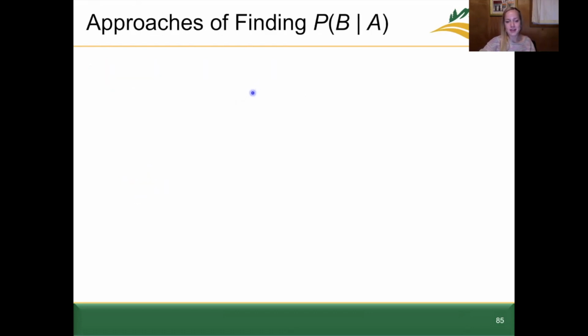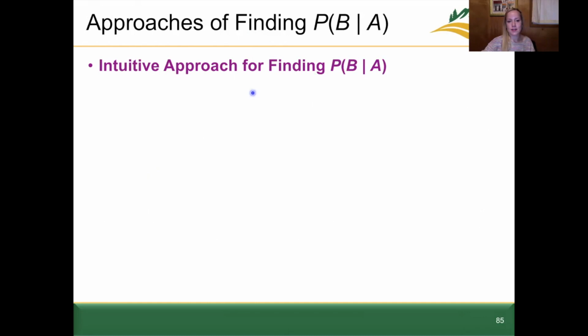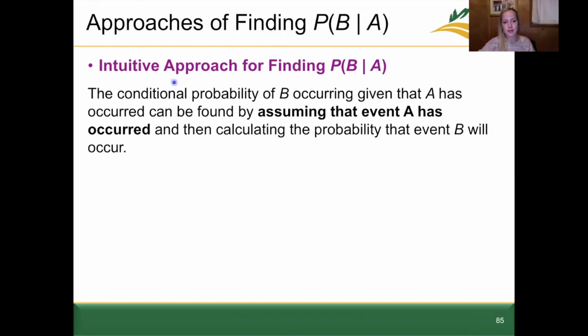In finding conditional probability, there's 2 approaches, the intuitive approach and the formal approach. We'll talk about both. We'll do an example of both. For the intuitive approach of finding conditional probability, the way we do this is we say the conditional probability of B occurring, given that A has already occurred, can be found by assuming that A has occurred and then calculating the probability that event B will occur.